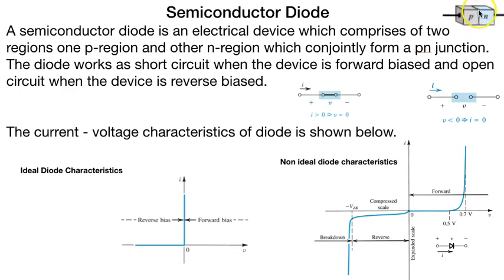They are joined together, and the diode behaves like a short circuit when the current is greater than 0 and it is in the forward direction, and behaves as an open circuit when the voltage is less than 0 and the current is 0. Now looking at the characteristics of the diode, in ideal condition we will find that in reverse bias condition the current through the diode is 0, whereas in forward bias the current goes infinite at V equals 0.